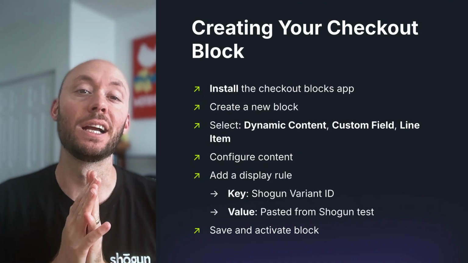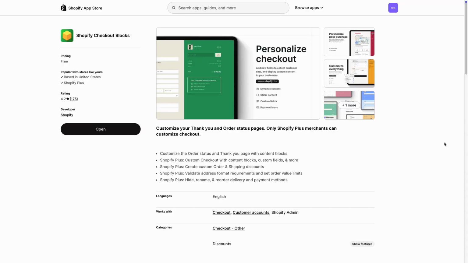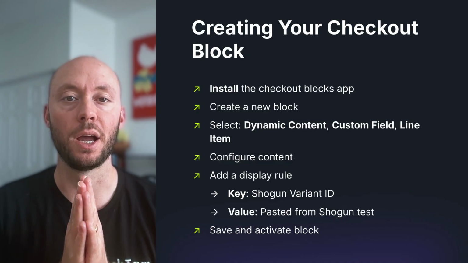All right, so your first step with creating your block is you have to install the Shopify Checkout Blocks app. Head to the App Store, search for Shopify Checkout Blocks, and download the app. Again, make sure you're on Shopify Plus, and you'll have access to be able to use this app to personalize your checkout, and this will be how you're going to create your block.